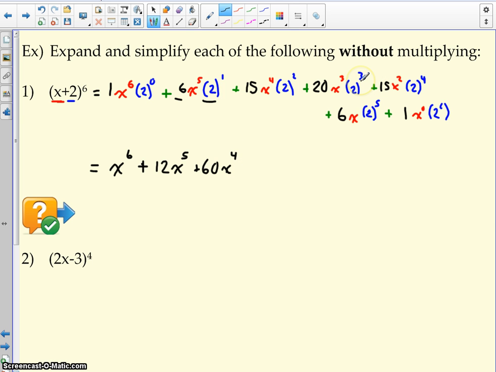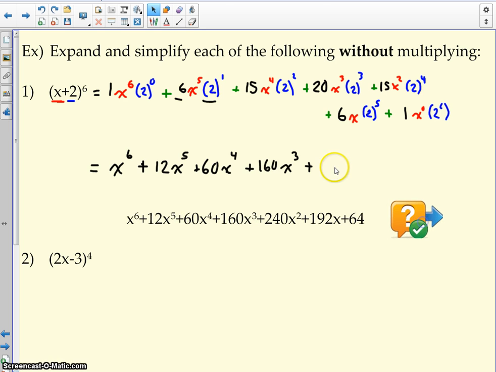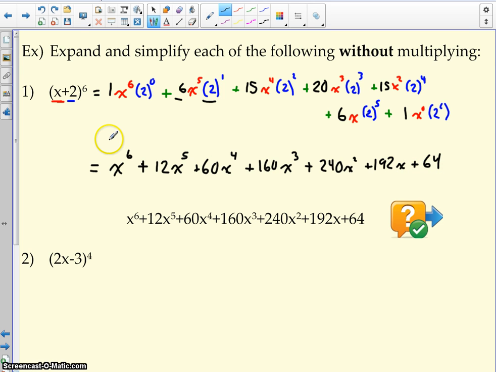Okay, 2 to the 3 is 8 times 20 is 160. And so on and so forth. I'm going to let you finish this one up and finish out those last few terms and see if you get the same answer that I did. So you should wind up with 240x squared plus 192x plus 64. Okay, so this is the simplified form.